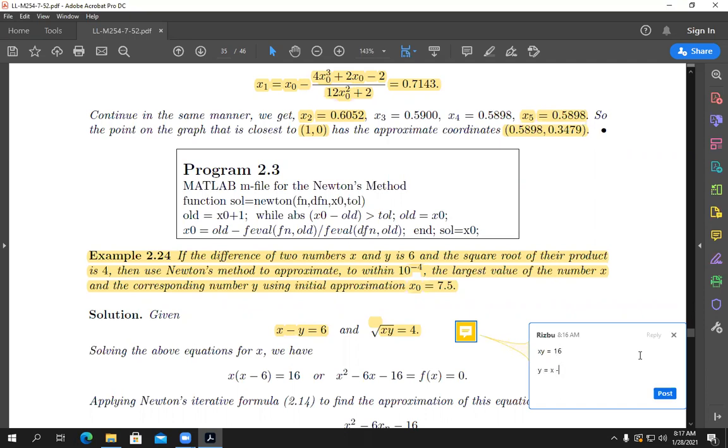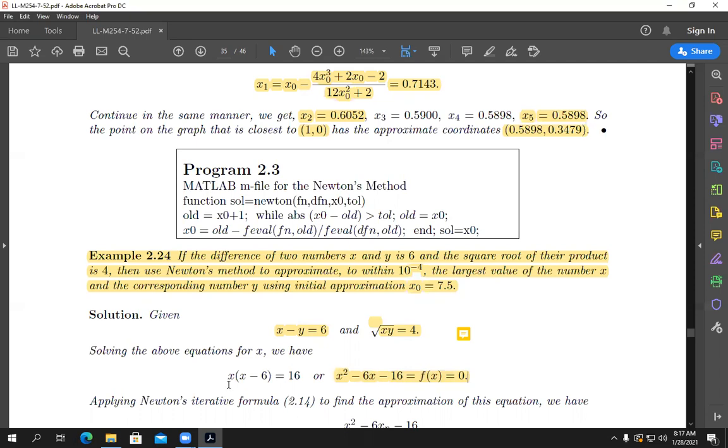Y equal to x minus 6, right? Because I take y to the other side, y equals 6 minus x. Then put the value of y in this first equation. In place of x, you have y. You put the value here and then simplify. This is your non-linear equation.